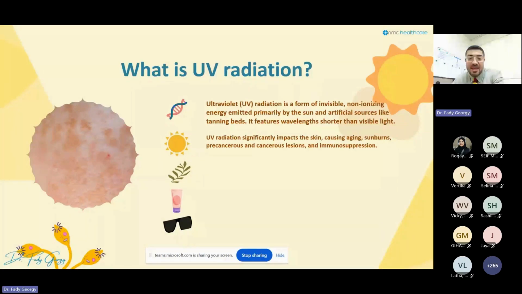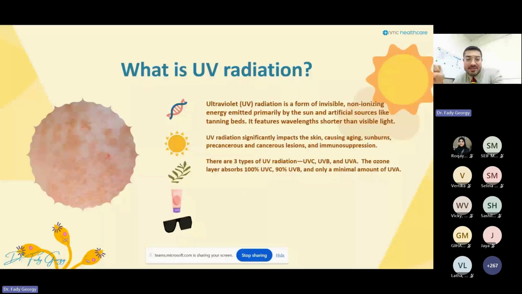As I mentioned, there are three types of radiation: ultraviolet C, ultraviolet B, and ultraviolet A. And as I mentioned, the ozone layer absorbs 100% of ultraviolet C, but 90% of ultraviolet B is absorbed. It protects us, and only 10% tends to reach us, and only a minimal amount of ultraviolet A reaches us.